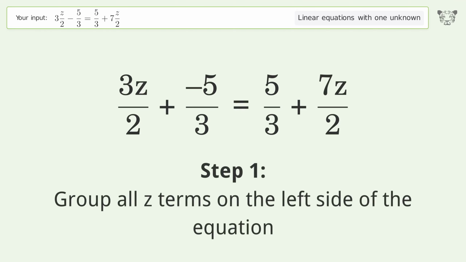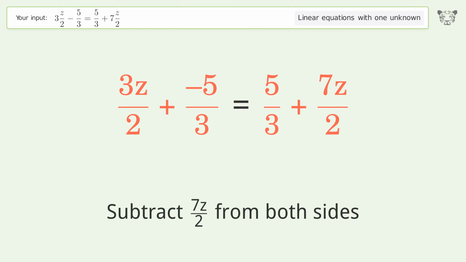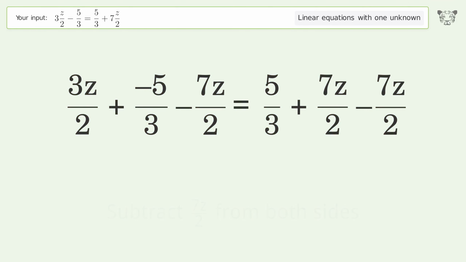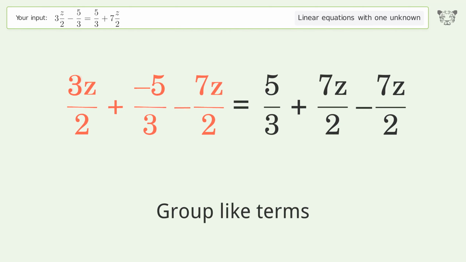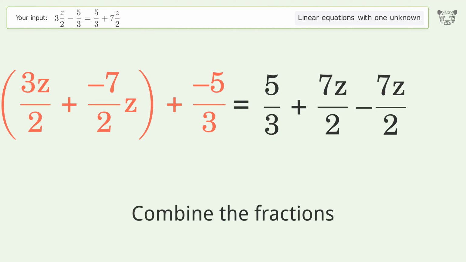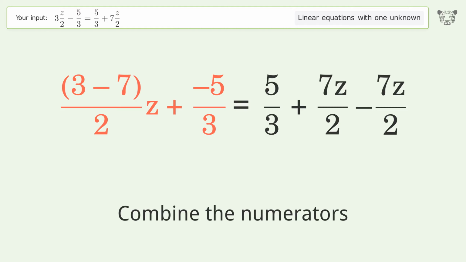Group all z terms on the left side of the equation. Subtract 7z/2 from both sides. Group like terms. Combine the fractions. Combine the numerators.